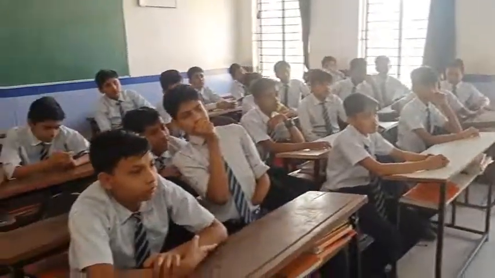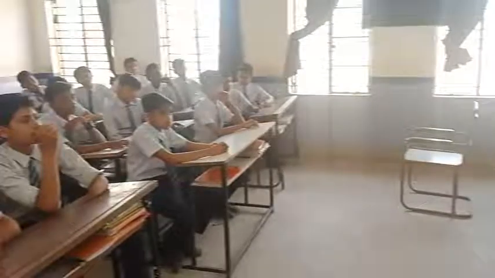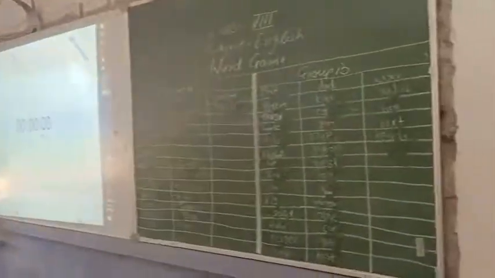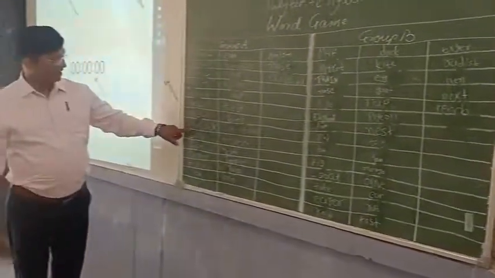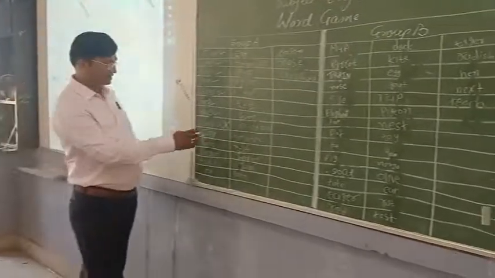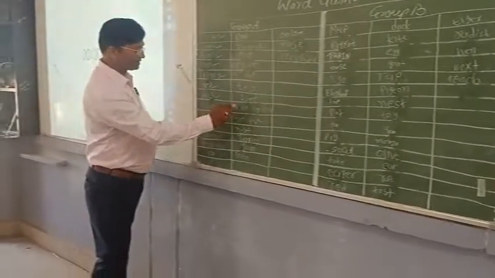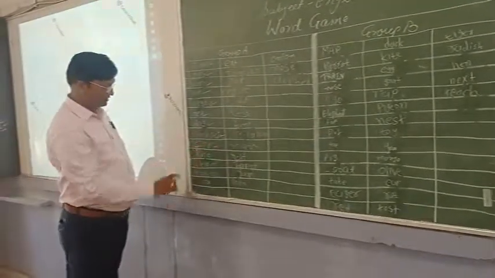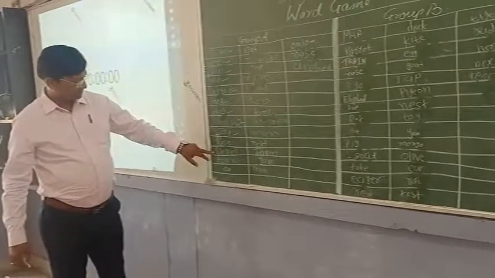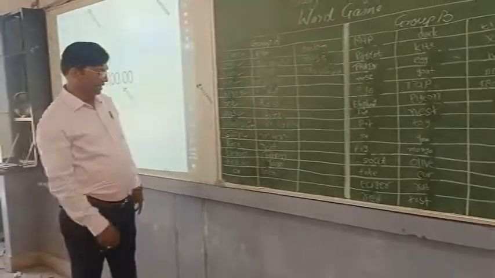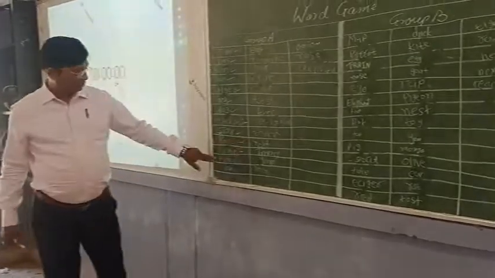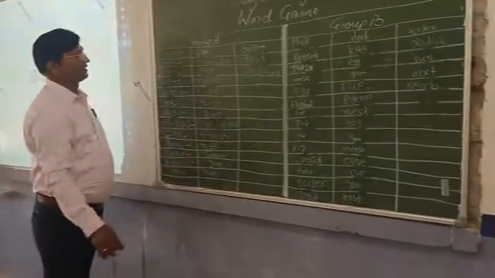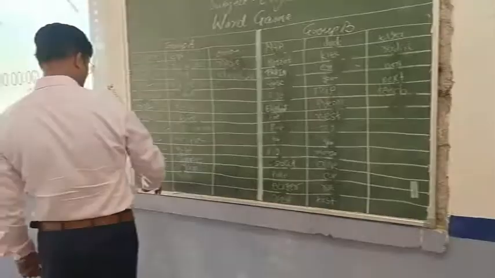Black. G-R-A-T-E-S, this is the wrong spelling. Grapes, but what has been written? Correct. Grapes. Star, correct. Rose, correct. Element, E-L-E-M-E-N-T, element, correct. Tomato, correct. Ox, correct.